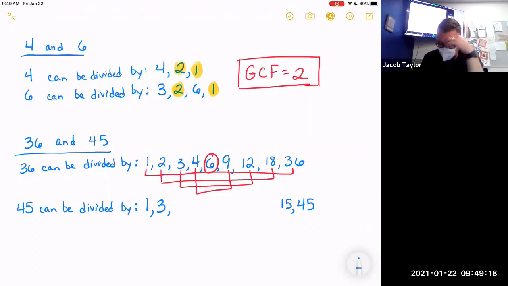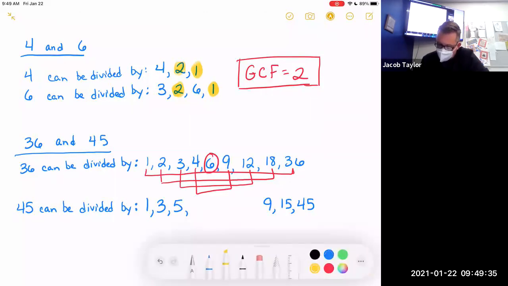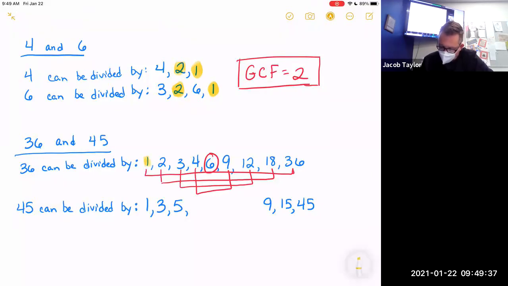It could be divided by 5. 5 times 9 is 45. So 9 will be another factor. Can it be divided by 6, 7, or 8? No. So let's look at our lists, and we've got some common factors. Both lists have 1. Both lists have 3. Both lists have 9. And that's it. Those are the only numbers they have in common. So 1, 3, and 9 are common factors.